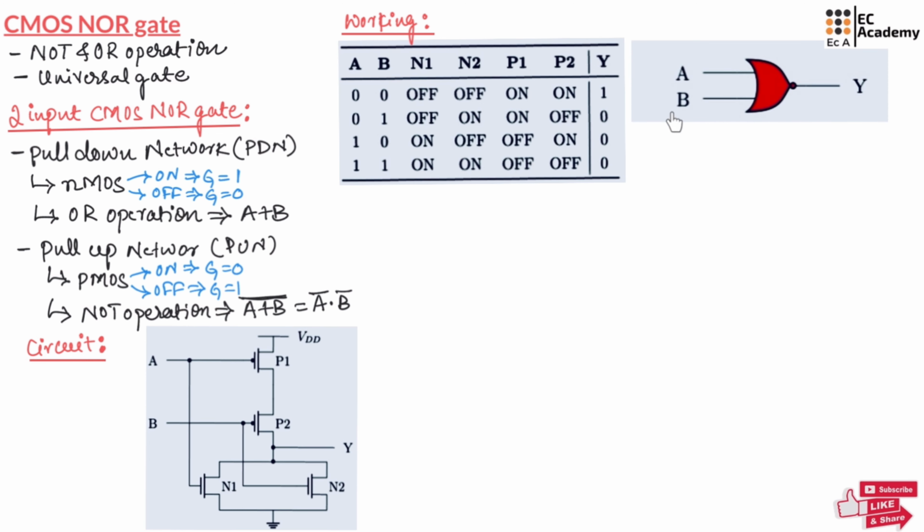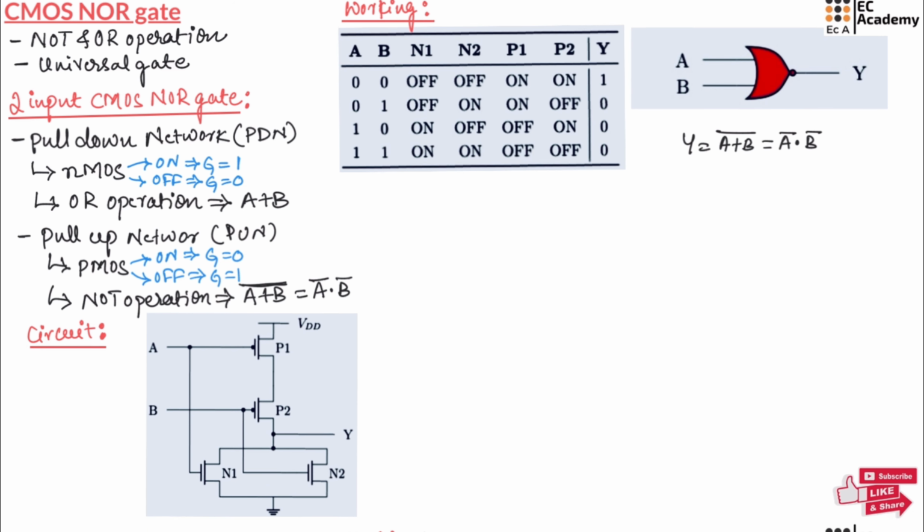So this is the symbol of NOR gate where we are having input A and B and output as Y. So here Y will be equal to A plus B whole bar. So that will be equal to A bar dot B bar.